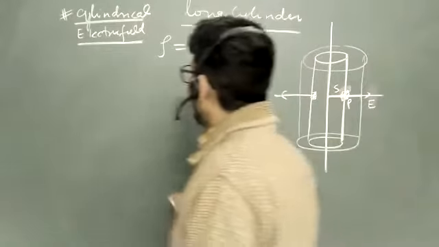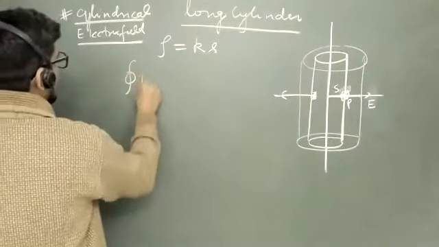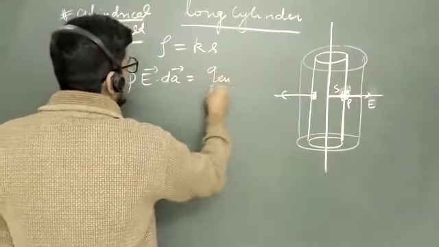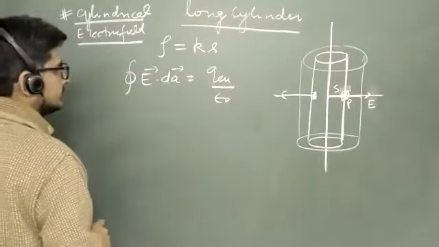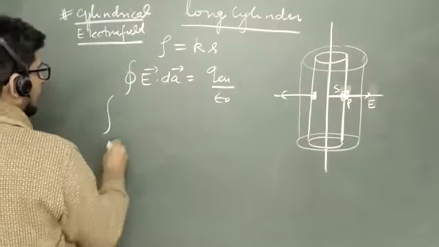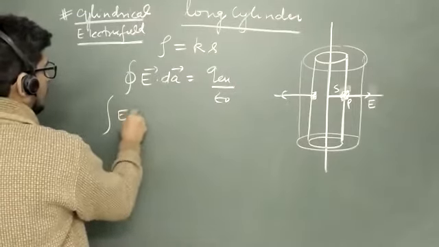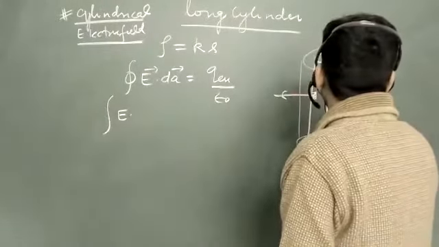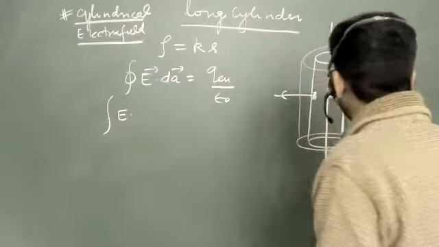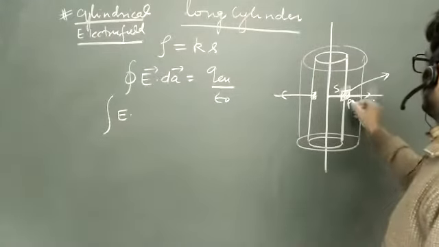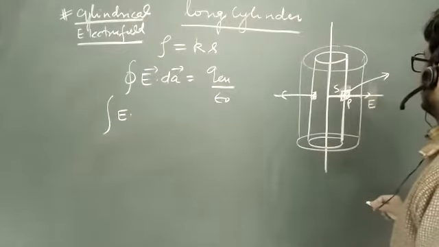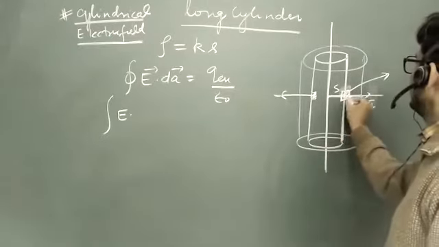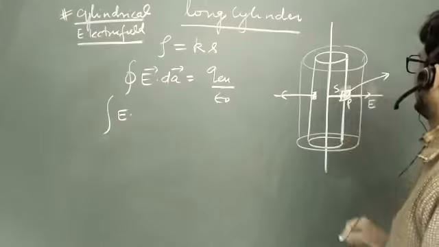So apply Gauss theorem. What is Gauss theorem? Integral E dot dA will be equal to Q enclosed over epsilon naught. Correct? So it will be E into what will be dA? What will be the patch in cylindrical coordinates? I have told you this also. Yes, tell me. S d phi dz. So how do you get it? This is area. So how to write this length and this length? That you have to tell me.